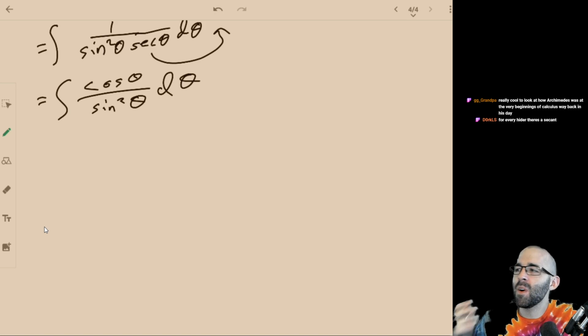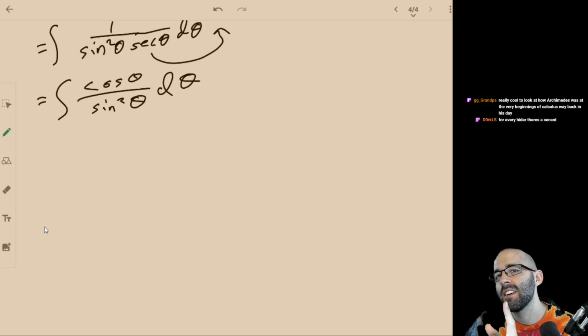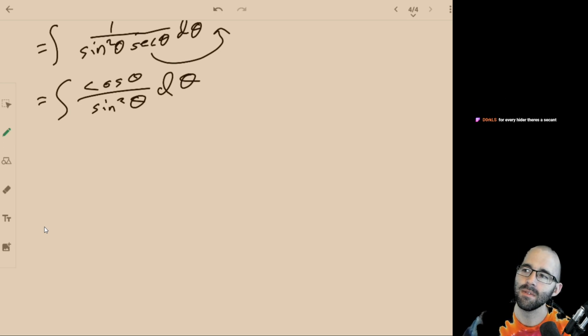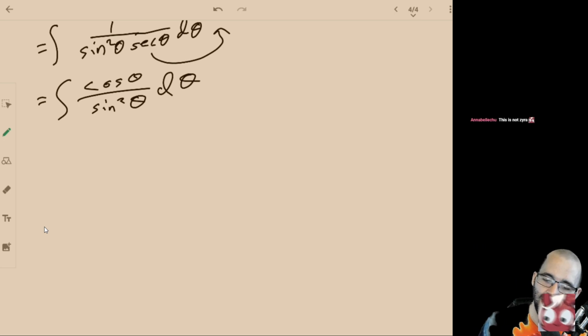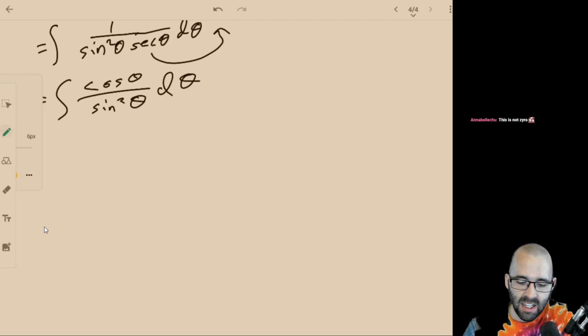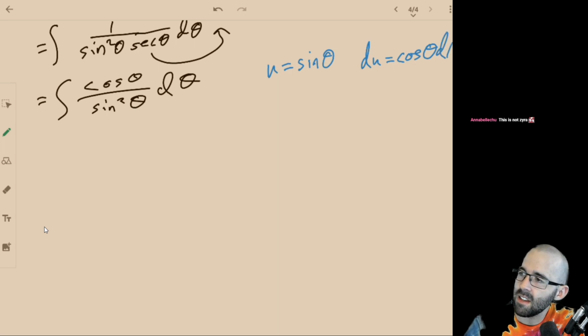Because what is the number one way that you want to try to integrate something? If I give you an integral, what's the first thing that you try? The first method that you look for to integrate is a u substitution. And I claim, you don't have to believe me, that you can use a u substitution right here, because the derivative of sine is cosine. So if we go over to the side and say, let's let u be sine of theta, what is du? It's going to be cosine of theta d theta.